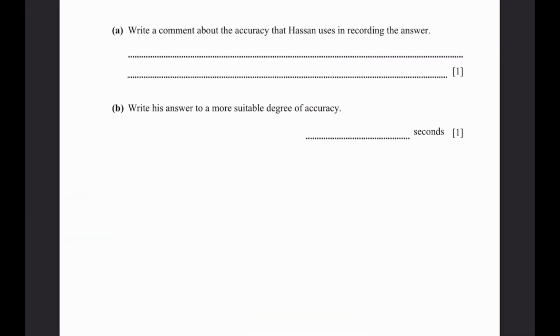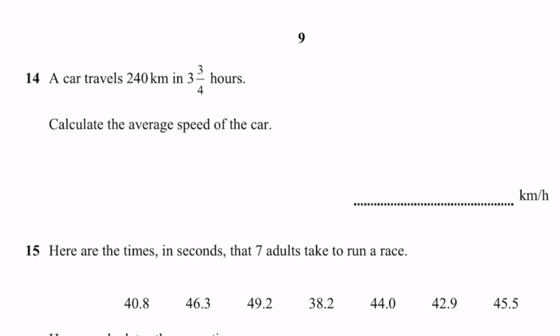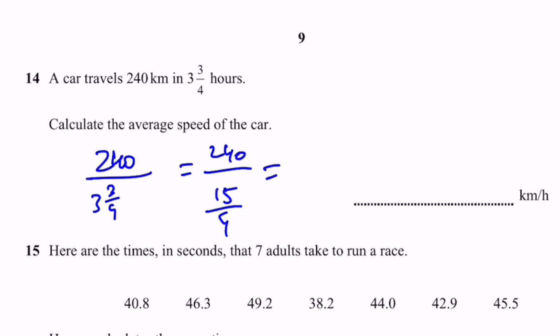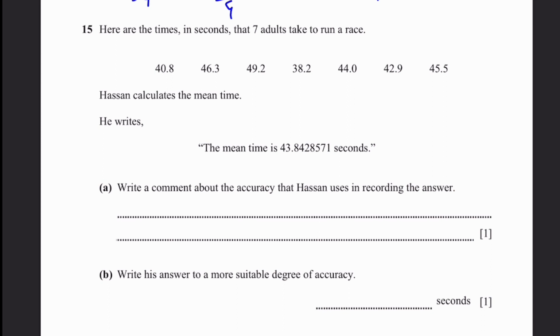Question 14. A car travels 240 kilometers in 3 3/4 hours. Calculate the average speed of the car. That'll be 240 by 3 3/4. Now 3 3/4 as an improper fraction is 15/4. That's 240 into 4/15. And that'll be equal to 64 kilometers per hour. That's the answer.